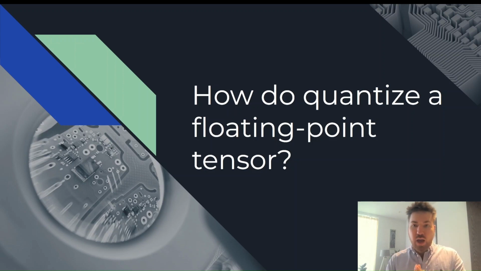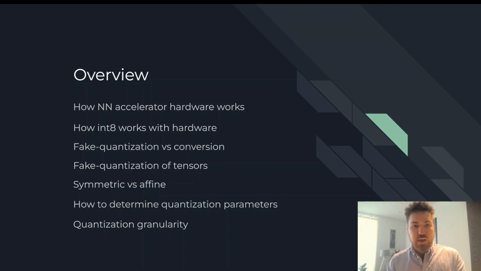Okay, so how do we quantize a floating point tensor? So I'll just be giving a quick presentation on this. Topics like how do neural networks actually work on hardware? What are the differences with int8? What is fake quantization versus conversion as related to int8 models? How do we actually do fake quantization of tensors? What is symmetric versus affine quantization? How do we actually determine these quantization parameters that we're going to need? And quantization granularity, i.e. per-tensor versus per-channel quantization. So let's get into it.